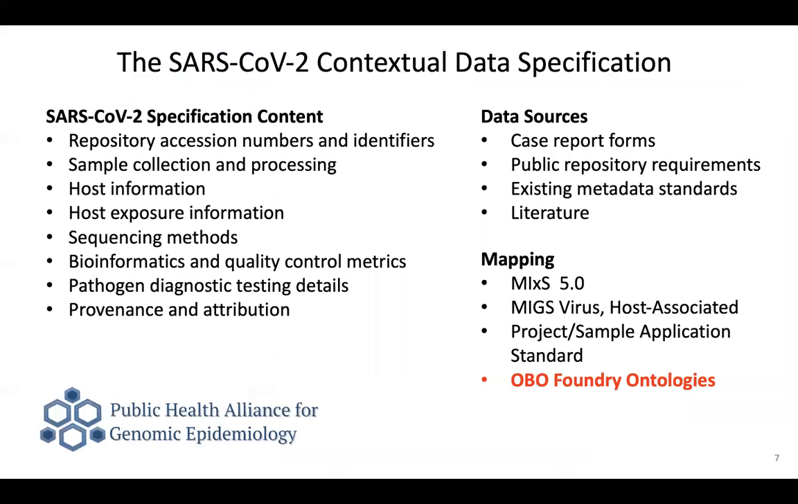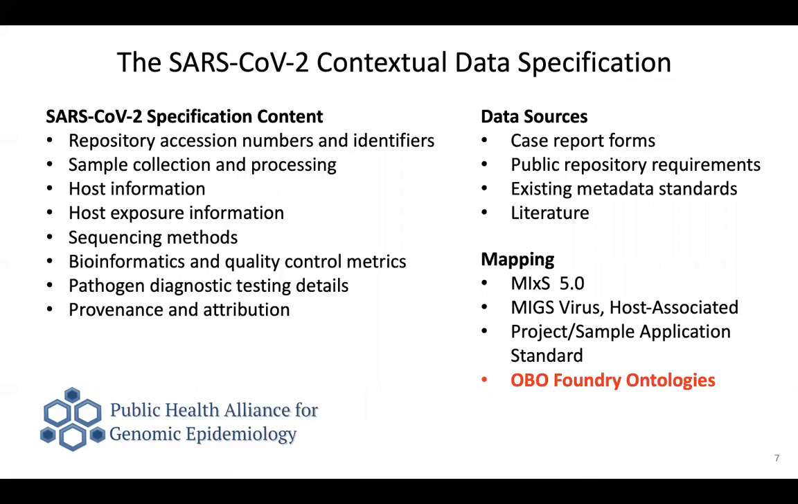To help us structure all of this contextual information, we created a data specification with an emphasis on public health needs and interoperability in collaboration with the Public Health Alliance for Genomic Epidemiology, better known as PHAGE. And the specification provides standardized fields and terms for describing things like identifiers, sample collection and processing information, host information, sequencing and bioinformatics methods, as well as quality control metrics, pathogen diagnostic testing details, and provenance and attribution, so that all data generators are acknowledged for their contributions.